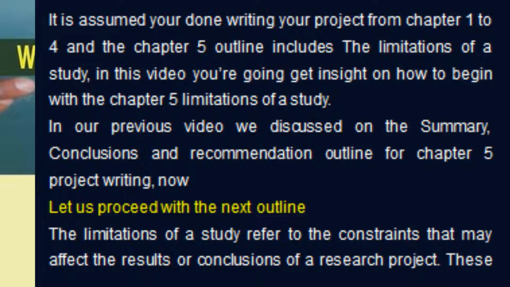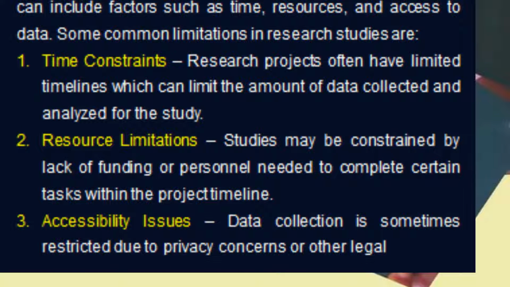The limitations of a study refer to the constraints that may affect the results or conclusions of a research project. These can include factors such as time, resources, and access to data. Some common limitations in research studies are: 1. Time constraints. Research projects often have limited timelines which can limit the amount of data collected and analyzed for the study. 2. Resource limitations. Studies may be constrained by lack of funding or personnel needed to complete certain tasks within the project timeline. 3. Accessibility issues.